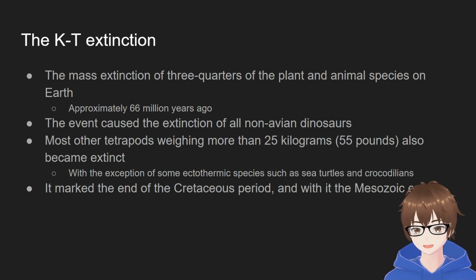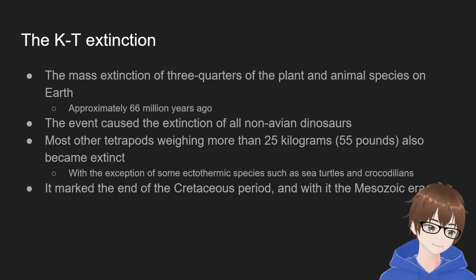So let's talk more about the KT extinction after we talked about what the Cretaceous looked like. The KT extinction is a mass extinction of three quarters of plant and animal species on Earth, and it happened approximately 66 million years ago. The event caused the extinction of all the non-avian dinosaurs. So not all dinosaurs died, but the non-avian, the reptile ones, yes.